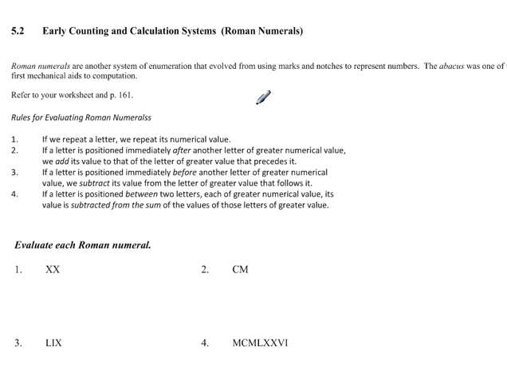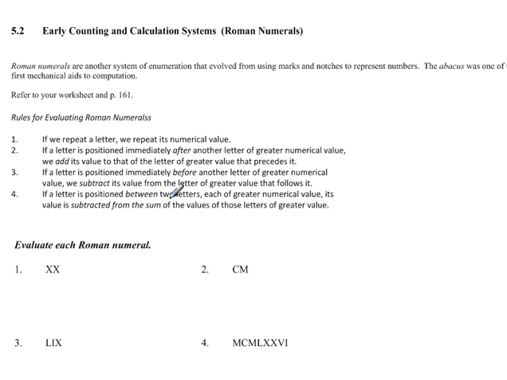Rule 1, if you repeat a letter, you repeat its value. Rule 2, if a letter is positioned immediately after another letter of greater numerical value, we add its value, which means basically if you have all of your values from highest to lowest, then you're just going to add them. Rule 3, if a letter is positioned immediately before another letter of greater numerical value, you subtract its value. Meaning if it's out of order, it's not going from largest to smallest, but you have one going from smallest to largest, you're going to subtract those values.